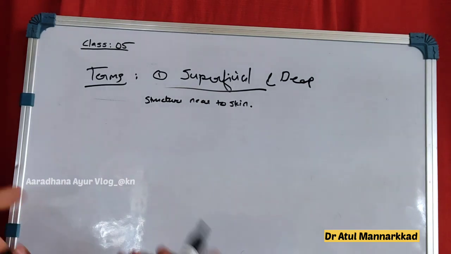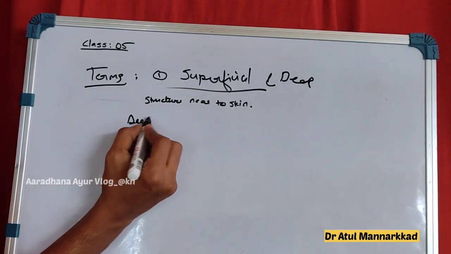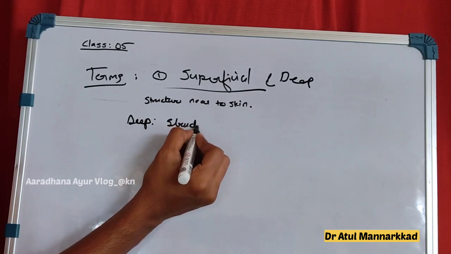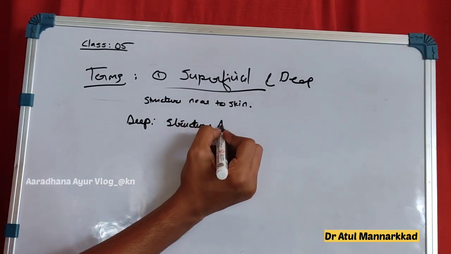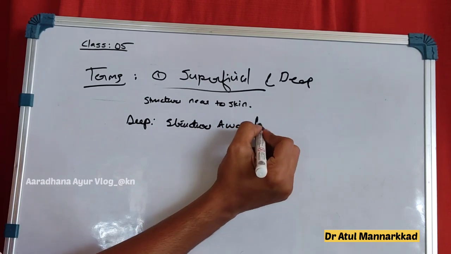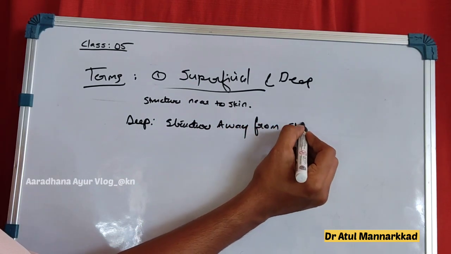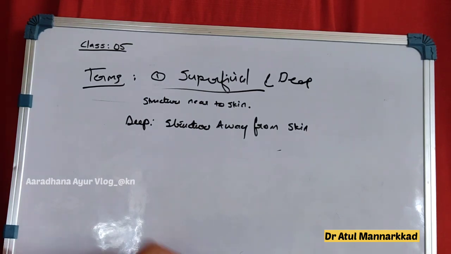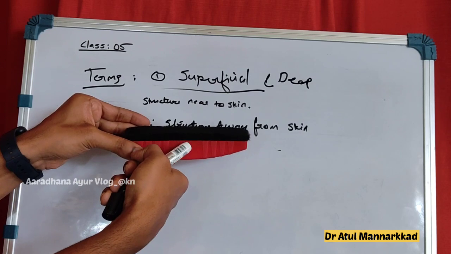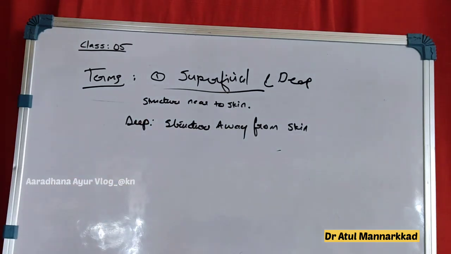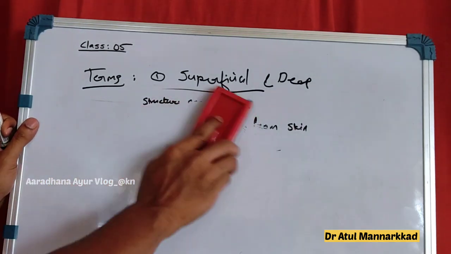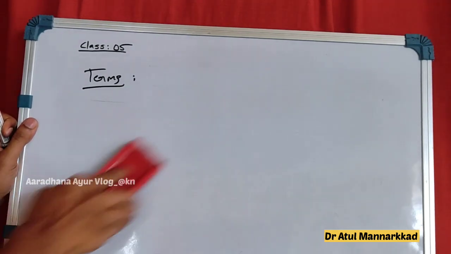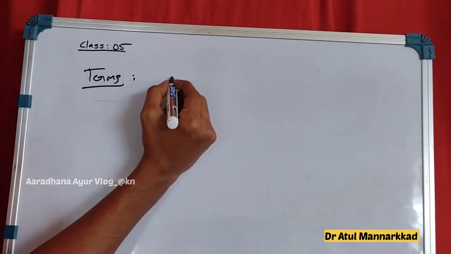So structures which are away from the skin: as I had already said, the structures which are near to the skin are called superficial, and those which are away from the skin but in the interior of the body are deep. I told you we have to come this much interior, this much down, so it is deep. That is all about superficial and deep.